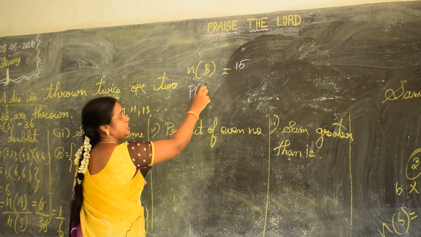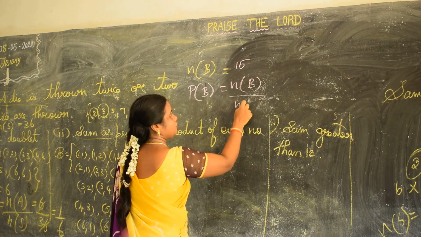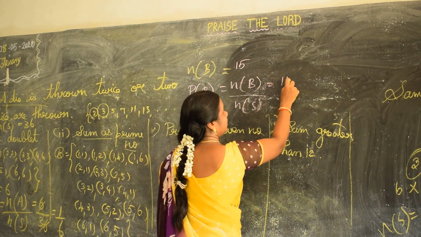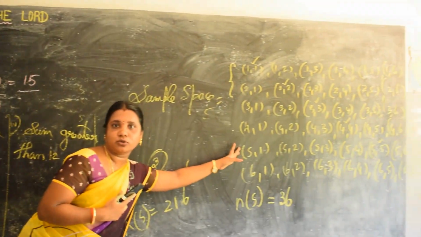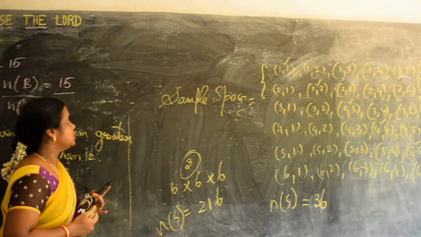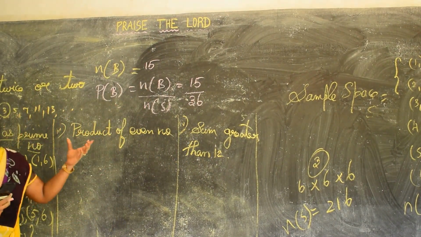What is our probability of an event? Our formula is n of b by n of s. So 15 by, what is our sample space for tossing? For rolling 2 dice, our sample space is 36. So 15 by 36. Our next subdivision is product of even number.